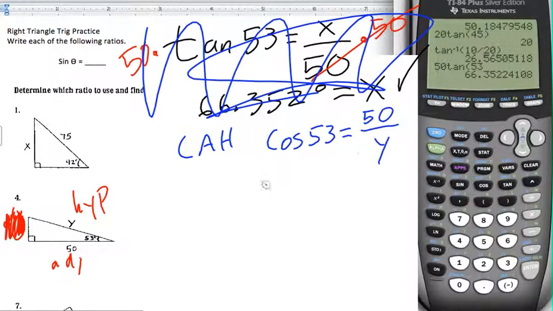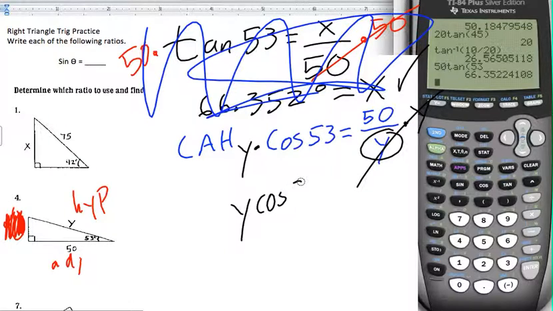So here's the reason I want to do this one this way. It's a little bit odd because the denominator is the unknown. The good news is we always do the same step. We always multiply first. If you multiply by y and if you multiply by y, that's going to be your first step. So let's say that we now have y cosine 53 equals 50. Instead of divided by y on the right side, we've made it multiply by y on the left. Our goal is still to solve for y.